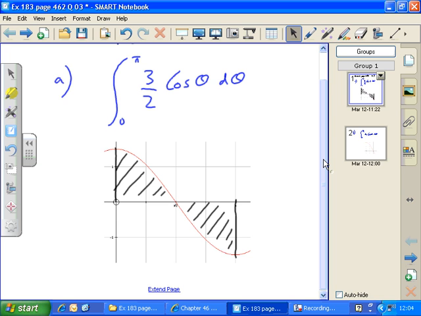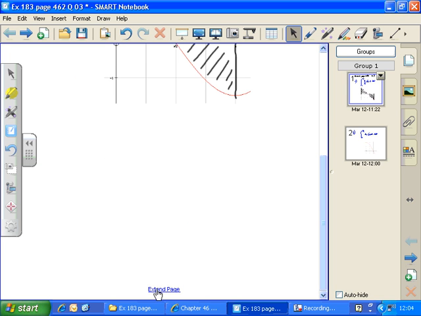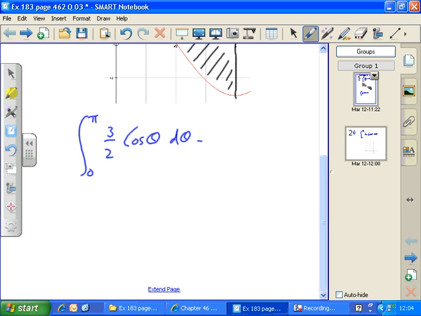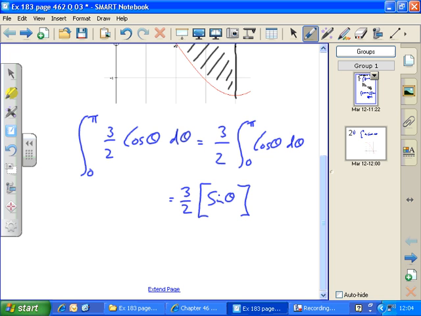So, integral between 0 and pi 3 over 2 cos theta with respect to theta equals, again I would bring the 3 over 2 outside the integral, between 0 and pi of cos theta d theta. Well, the integral of cos is sine, so this will equal 3 over 2 sine theta between 0 and pi.